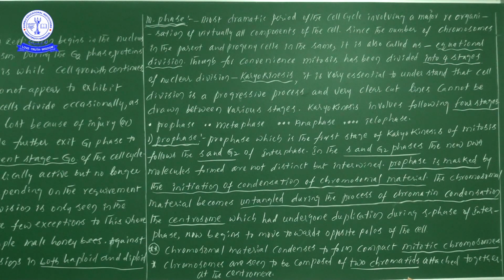Before we start to discuss prophase, metaphase, anaphase and telophase, some information we have written here, so let us read and learn. It is very essential to understand that cell division is a progressive process, and very clear cut lines cannot be drawn between the various stages.